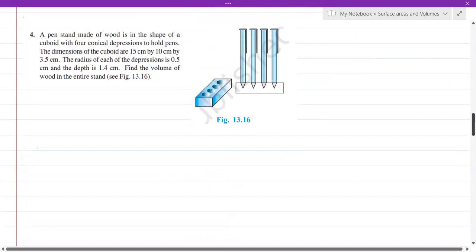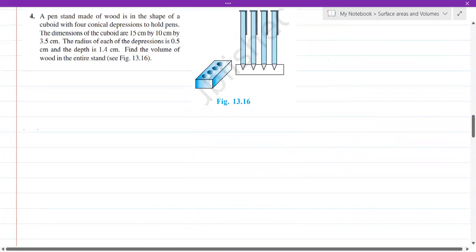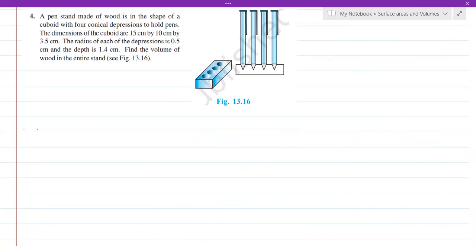So in the next question, we have got a pen stand made up of wood. A pen stand made up of wood is in the shape of a cuboid with 4 conical depressions to hold pens. So as you can see here, the radius of each depression is 0.5 centimeter and depth is 1.4.